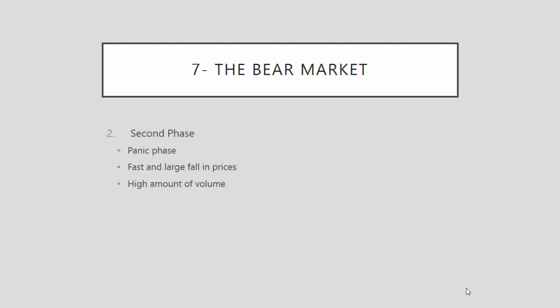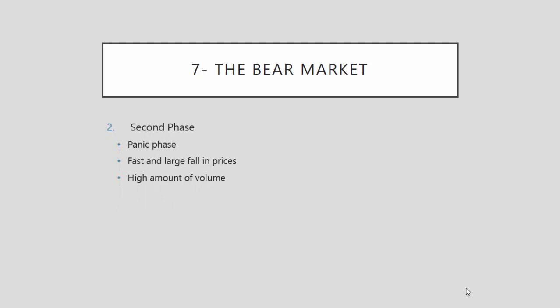The second phase is called panic phase. Prices begin to fall in a very short time because the buyers are rare and sellers are panicked. The volume is very high in this phase. After this phase, and maybe some corrections or sideways, the third phase begins.